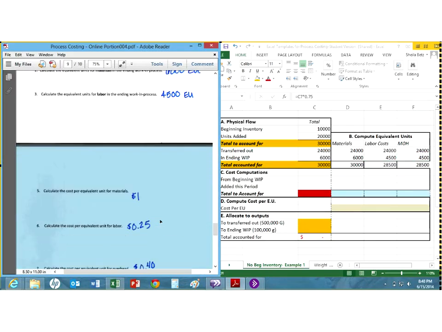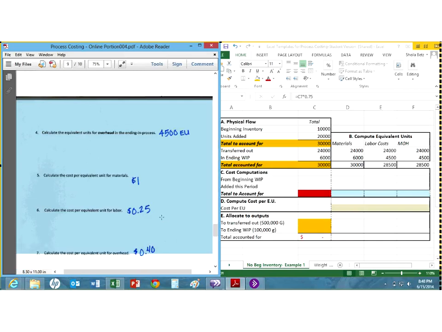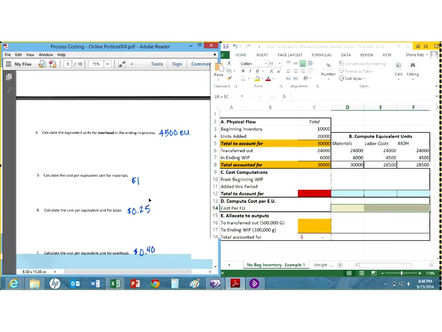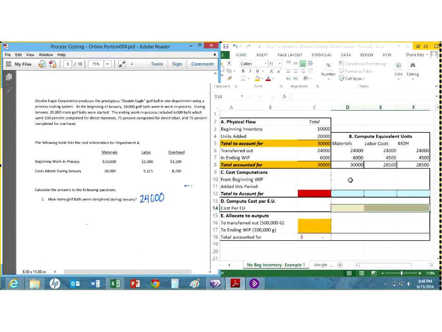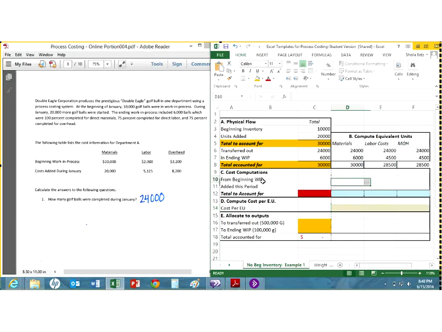Now, steps 5, 6, and 7: we have to calculate the cost per equivalent unit, which is going to be this gray area down here. Before we can do this, we have to go back up and fill in more of the diagram. So first up here, cost computations. C, D, and E are always going to be in dollars. So this part C is just literally putting in information given to us.